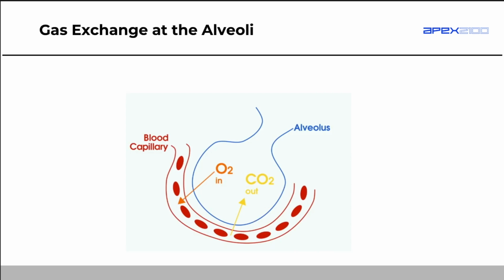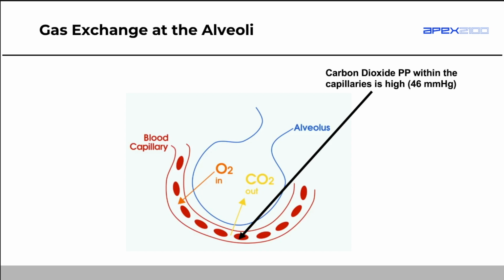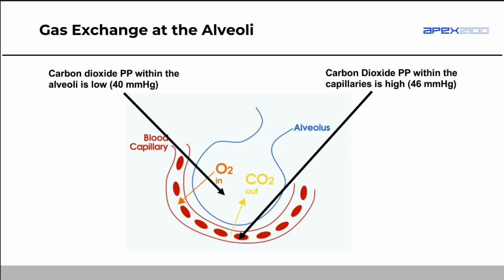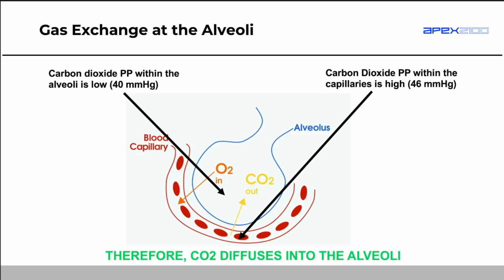It happens the other way around for carbon dioxide as well. So carbon dioxide, partial pressure in the capillaries is high versus in the alveoli is low. Remember, high always moves to low to try and equalize that gradient. Therefore, carbon dioxide will diffuse into the alveoli for it to be expelled when we exhale.